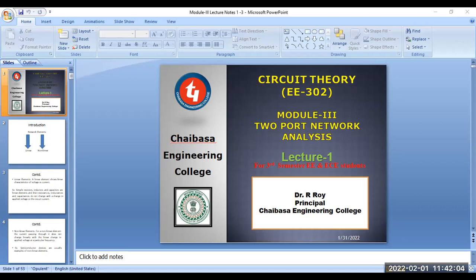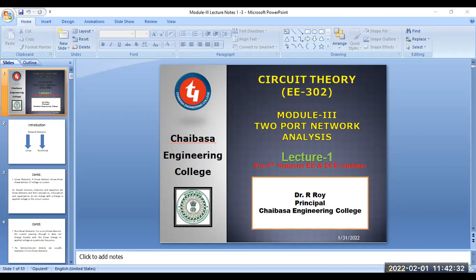First we'll discuss some of the network elements. These are very basic things. Network elements are broadly classified into two categories: one is linear elements and second is non-linear elements. Linear means the network characteristic is linear, just like a straight line. The characteristic seems to be linear.